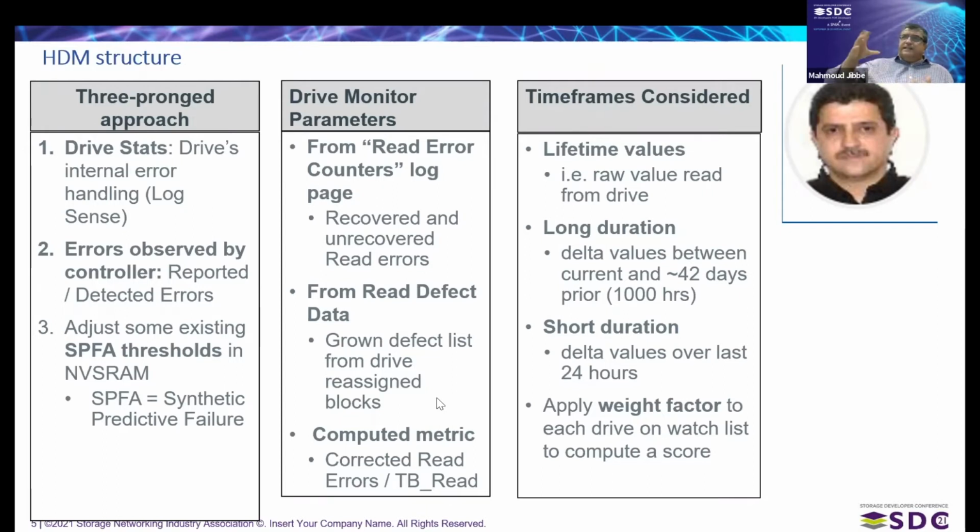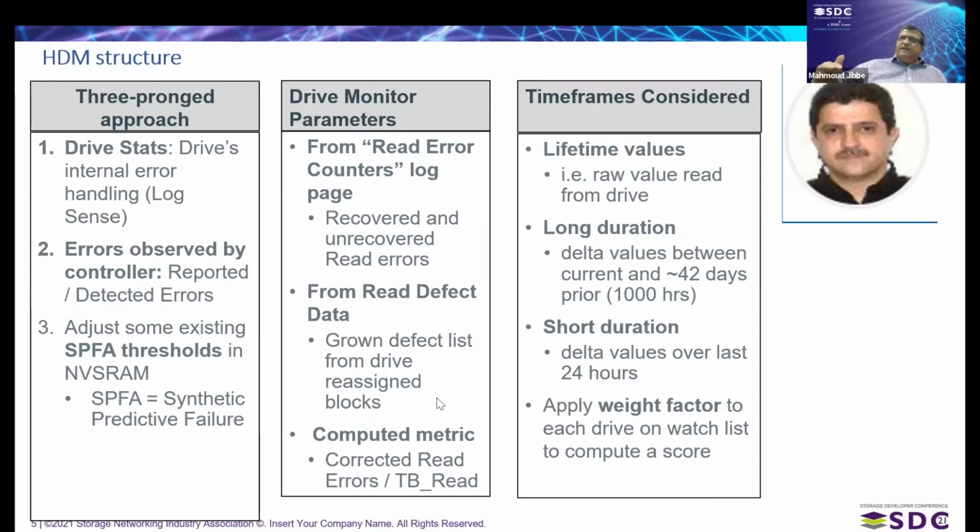Now, looking at these different errors, we look at them in different intervals of time. One is during the lifetime of the drive, where we look at raw data from the drive: how many power-on hours, and other parameters. And based on discussion with different drive vendors, we look at a specific time duration, which is 42 days or roughly 1,000 hours. Also, we look at a short duration, which is 24 hours.